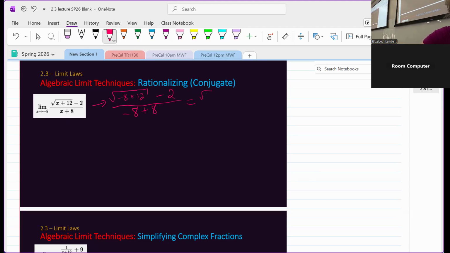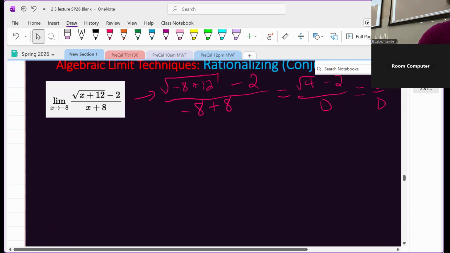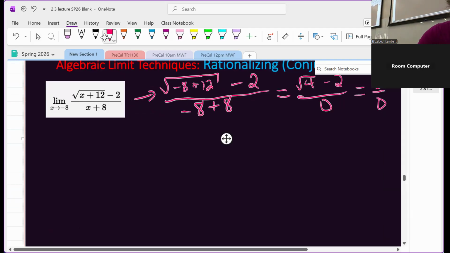So that's the square root of 4 minus 2 over 0. Yep, 0 over 0. So anytime I get 0 over 0, that means there should be some way to cancel something in here. Now, as it stands right now, but there is a square root. So anytime we're trying to get rid of a square root, the conjugate is where you want your brain to go. So let me rewrite that guy.